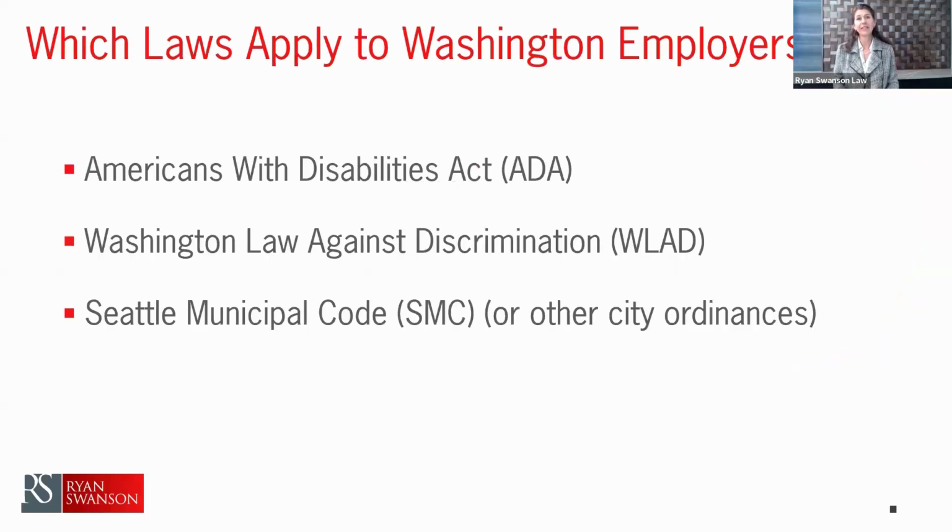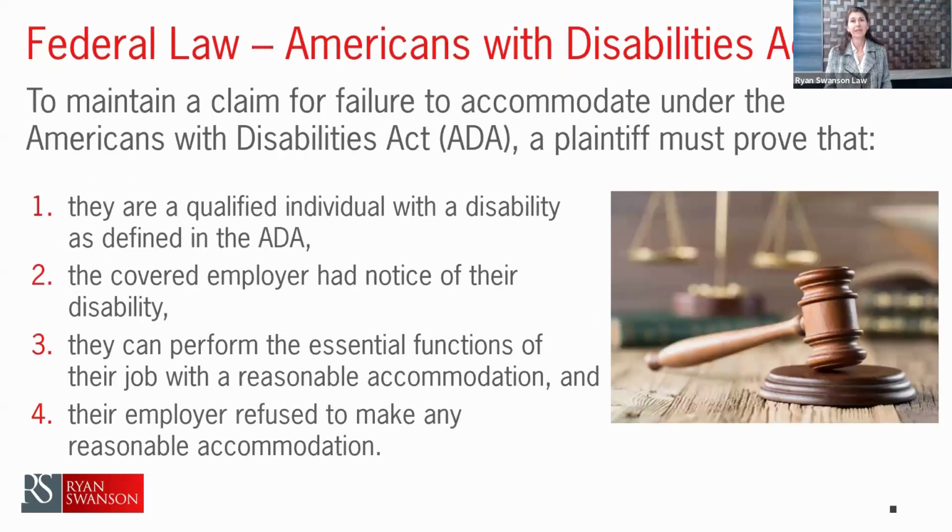So specifically looking at which laws apply, on the federal level, we have the Americans with Disabilities Act. On the state level, we have the Washington Law Against Discrimination. And don't forget that there may also be local ordinances which may apply. So these laws are similar, they are not identical. We are going to be talking about the interactive process and talking about some best practices that generally apply across the board.